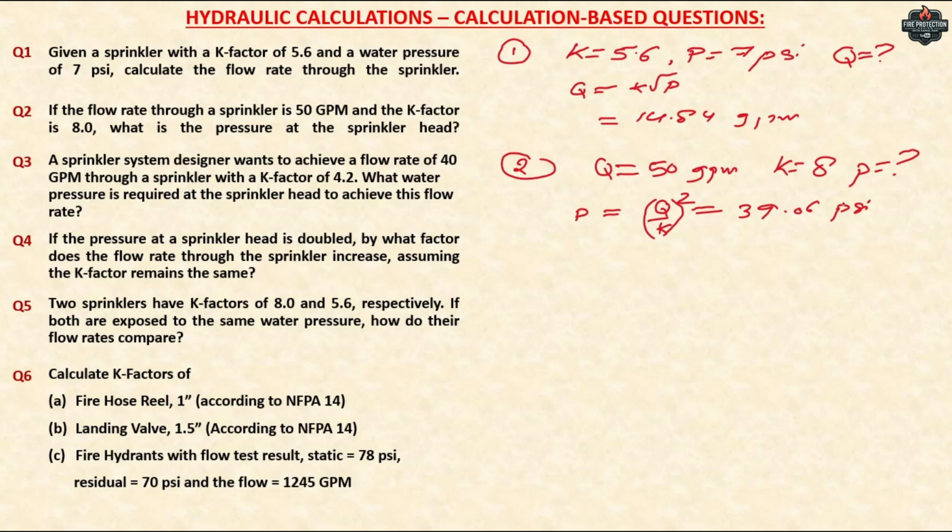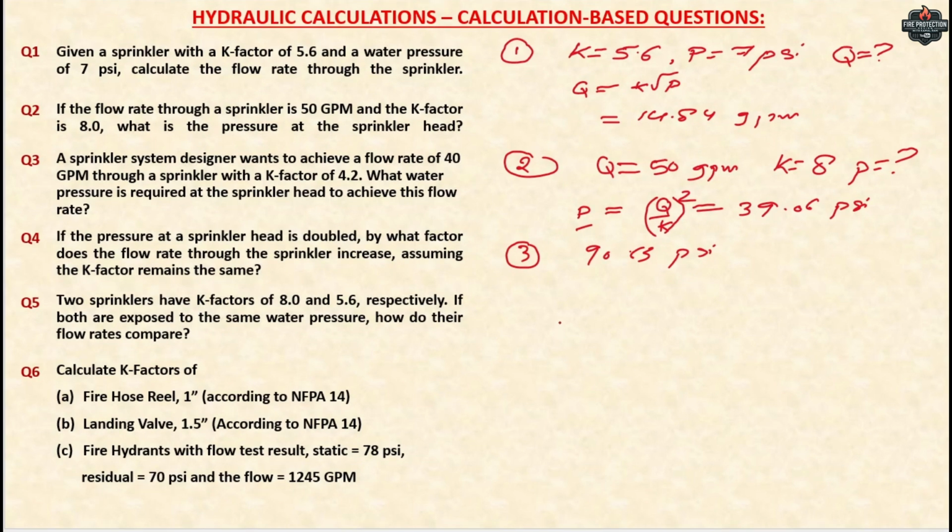So next, question number 3. A sprinkler system designer wants to achieve a flow rate of 40 GPM through a sprinkler with K factor 4.2. What pressure is required at the sprinkler head to achieve this rate? This is also easy, right? Same as above, you can do the same step. So P is equal to this. Put the Q and K, and you'll get the answer 90.63 psi. Excuse my writing, because I just bought this new writing pad.